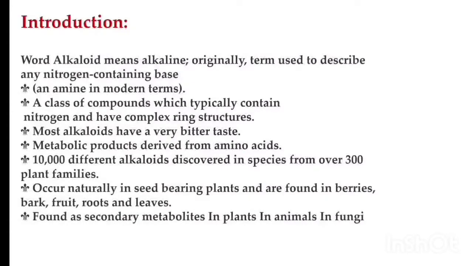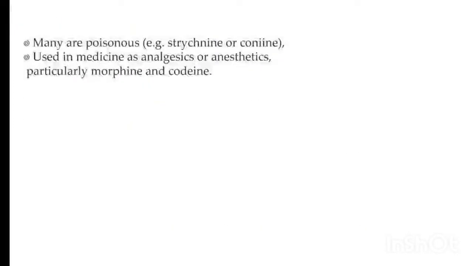Fifth, 10,000 different alkaloids have been discovered in species from over 300 plant families. They occur naturally in seed-bearing plants and are found in berries, bark, fruit, roots and leaves. Found as secondary metabolites in plants, in animals and in fungi. Many are poisonous, for example strychnine or quinine, and used in medicine as analgesic or anesthetic, particularly morphine and codeine.